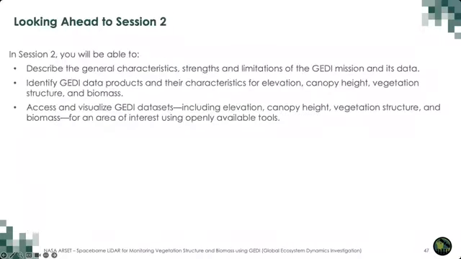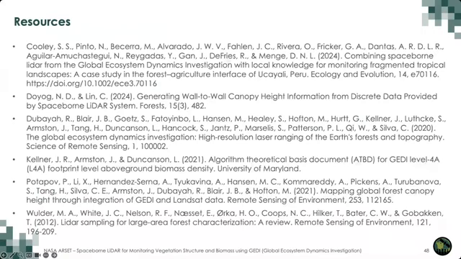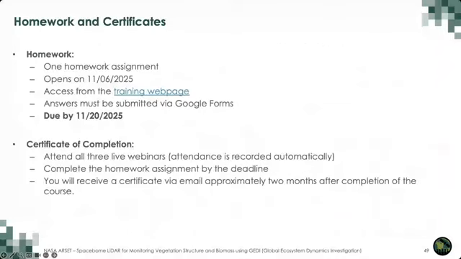Looking ahead to part 2 of this training, you will be able to describe the general characteristics, strengths, and limitations of the JEDI mission and its data, identify JEDI data products and their characteristics for elevation, canopy height, vegetation structure, and biomass. Access and visualize JEDI datasets, including elevation, canopy height, vegetation structure, and biomass for an area of interest using openly available tools. This is a list of resources that were cited throughout today's presentation and also could be useful future reading after this session.